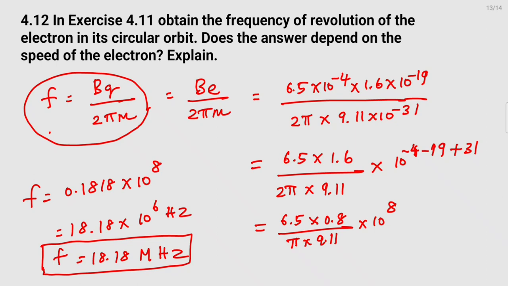So thank you, children. We have worked out all the 12 numericals of this lesson, moving charges and magnetism. Already we have uploaded a video on the lesson alternating current. So this moving charges lesson also gets over. I'll try to put the exercise numericals of other lessons also.